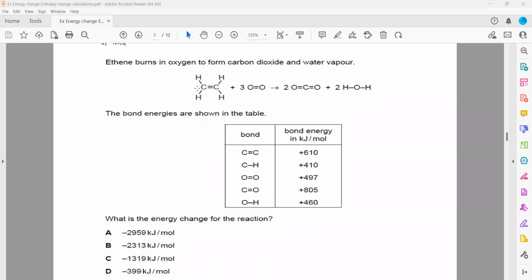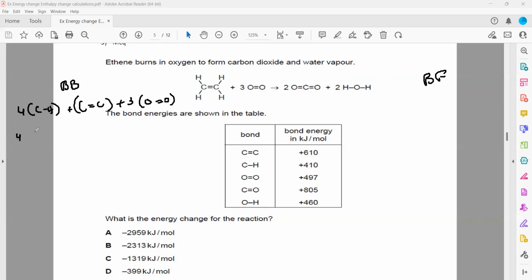In question 5, ethene is burned in oxygen to form carbon dioxide and water molecules. So for the reactant, here bonds are given, so we don't have to separate them. The reactant side will be a bond breaking side, and the product side will be a bond forming side. So 1, 2, 3, 4 CH bonds, a carbon double bond with carbon is there, and 3 oxygen double bond with oxygen.